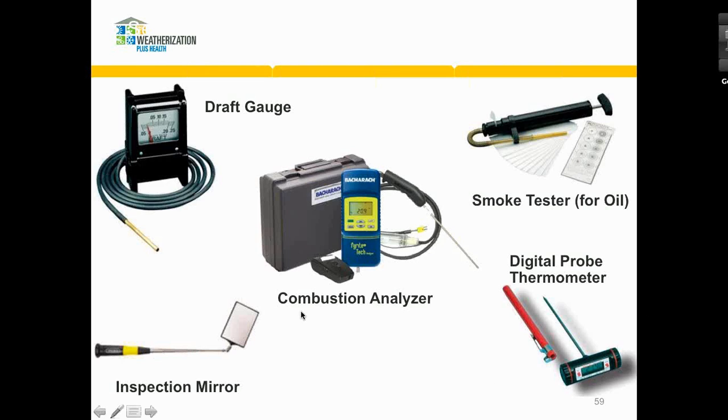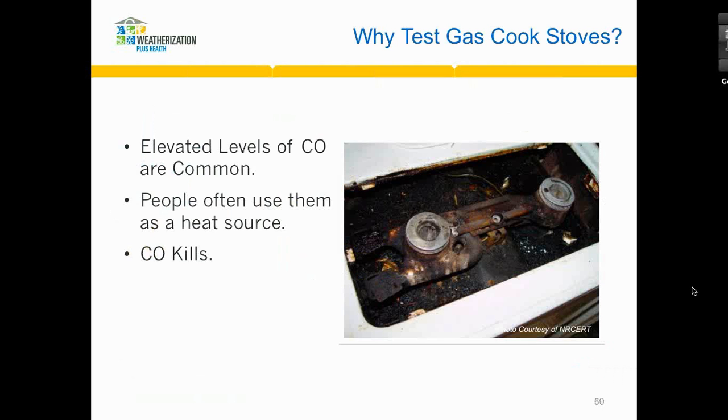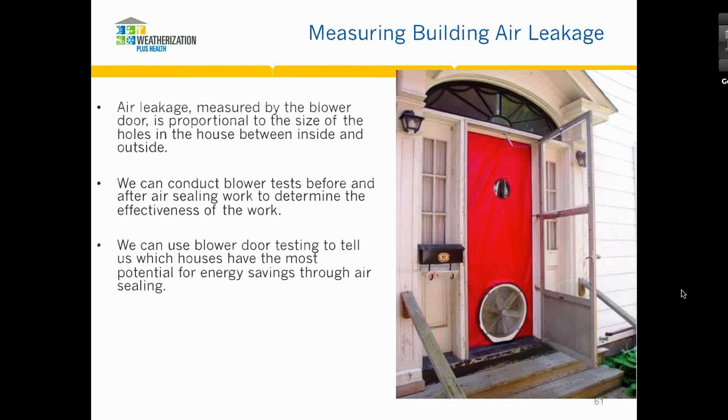And then some of our tools are just simple, like this mirror, where they'll hold it down and look up the chimney to see if it's blocked or not. Because, again, usually nobody else is looking. If you have your furnace or boiler tuned twice a year, then somebody's hopefully doing this. But a lot of our clients don't do that. They're having to choose between paying their utility bills and buying books for their kids' school, and they probably don't have a lot of money for regular maintenance. We test gas cook stoves because they're combustion appliances, and a lot of them generate a lot of carbon monoxide.